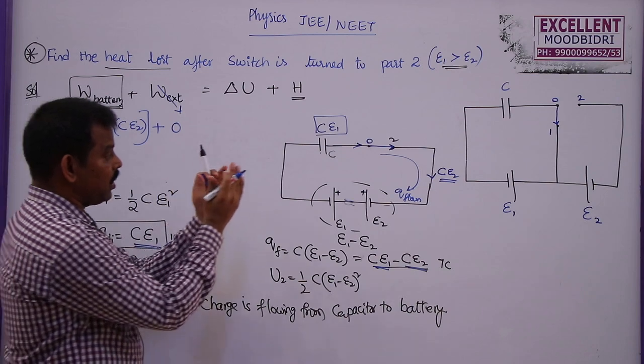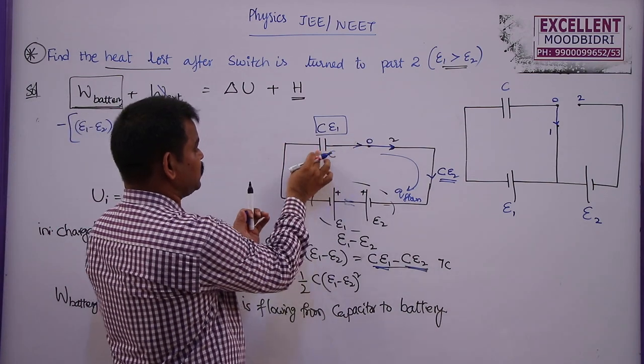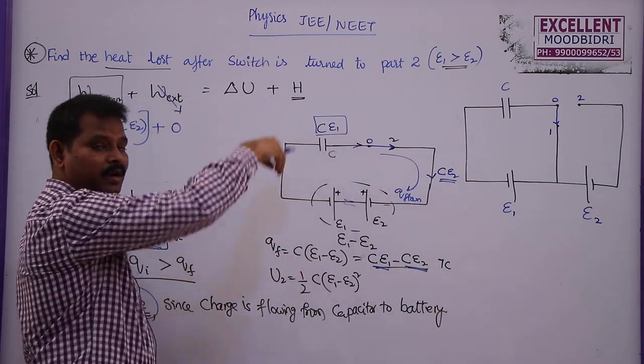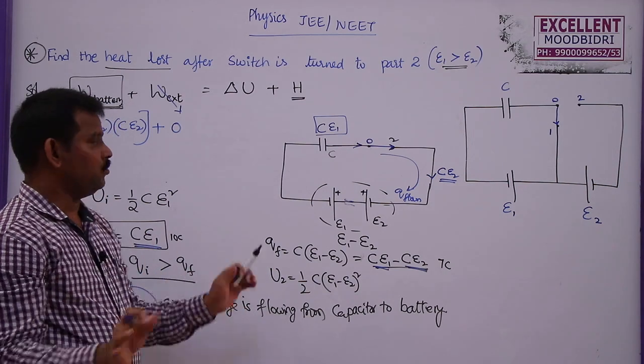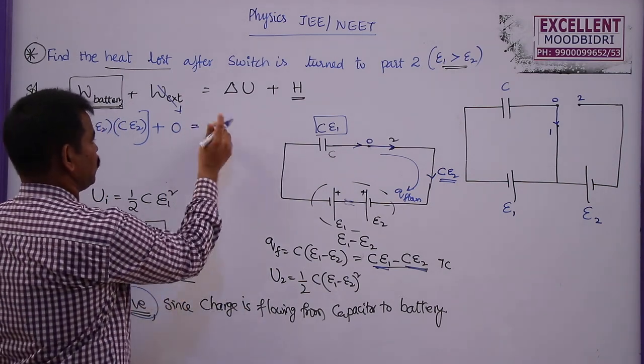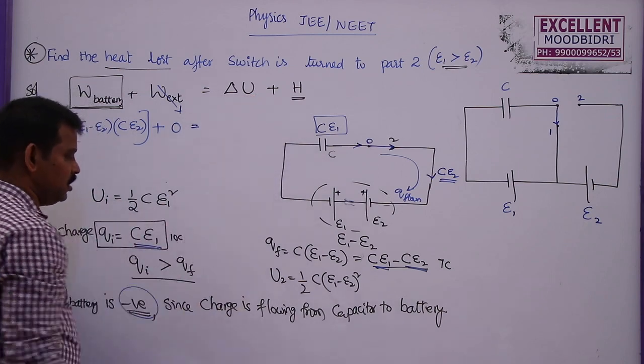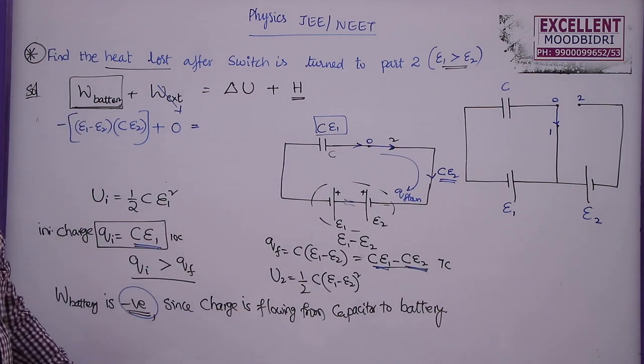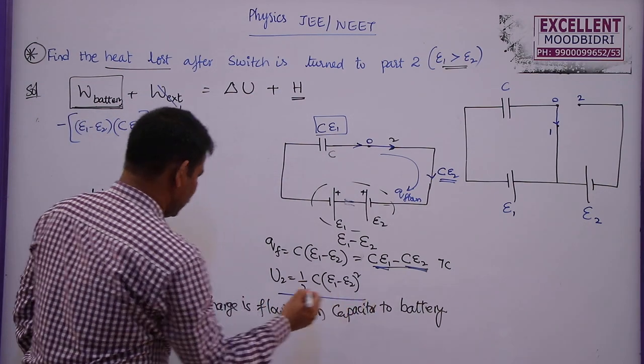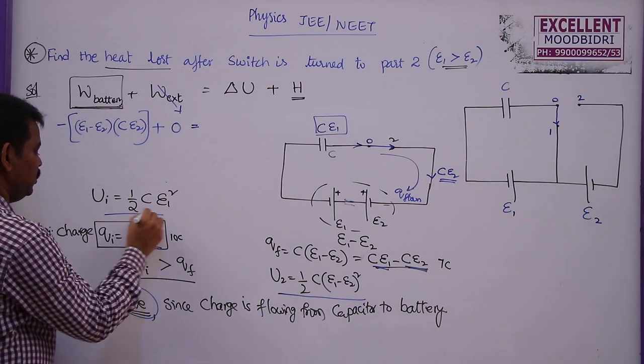Why? Because we are not decreasing or increasing the space between this one. We are not inserting any dielectric medium here. So externally we are not doing any work. This is equal to the change in energy, that is final energy minus initial energy. So this is the final energy and this is the initial energy.